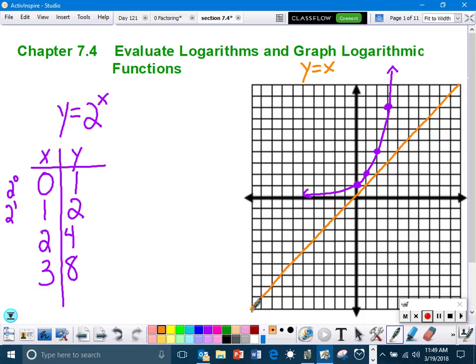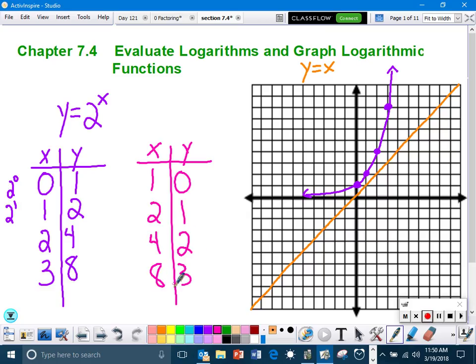Now, if I do the inverse of this, remember when we do the inverse of a table, we just switch x and y. So it'll be 1, 0, 2, 1, 4, 2, and 8, 3. Now when I graph those, that's going to be a reflection of the 2 to the x power. All right, so 1, 0, 2, 1, 4, 2, 8, 3.